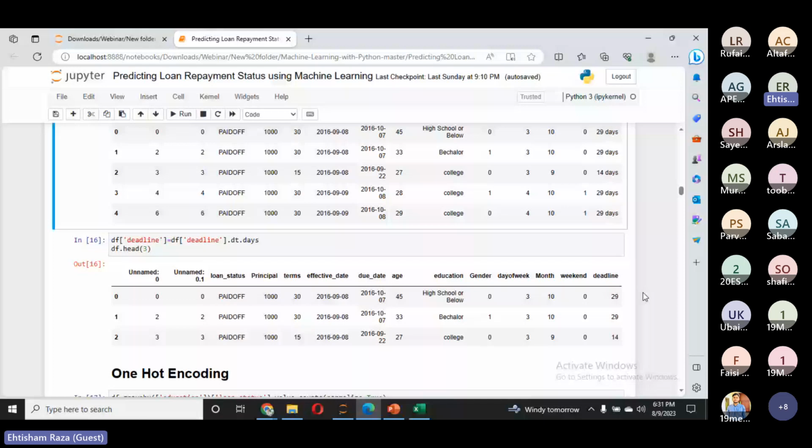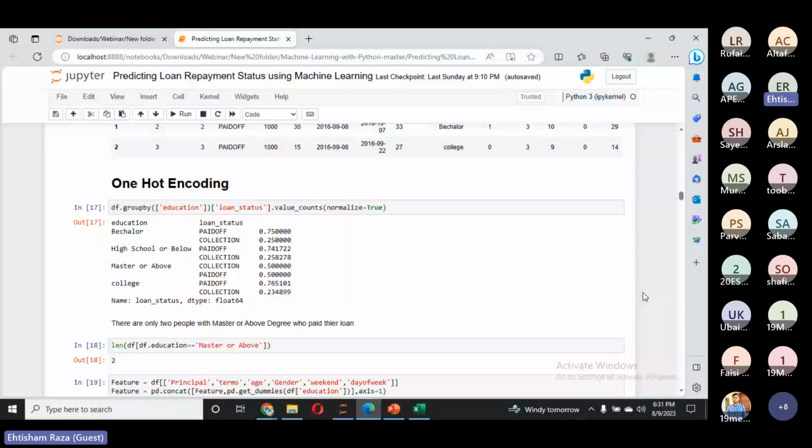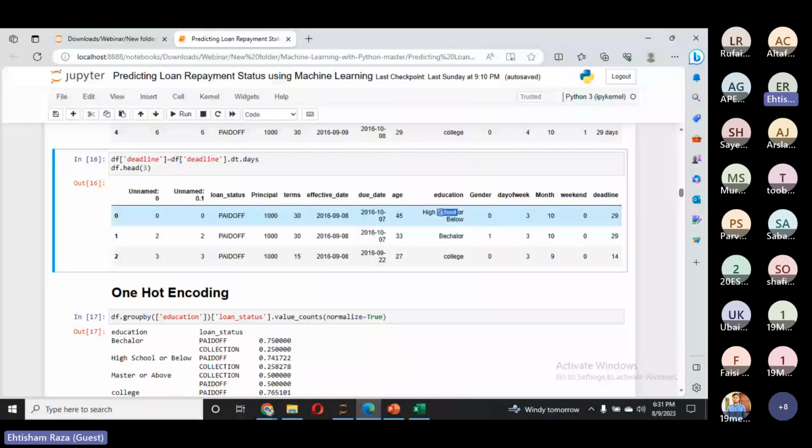Next is one hot encoding. What is one hot encoding? First of all, let me show you. If you see this column, we have high school or below, bachelor, college. Again, I will go for the same explanation. If you pass the textual data set, your model will not be able to pick this data set. So you have to make sure this textual data is converted to some kind of encoding. You should encode this data set. So how can we encode this data set? We are going to apply one hot encoding.